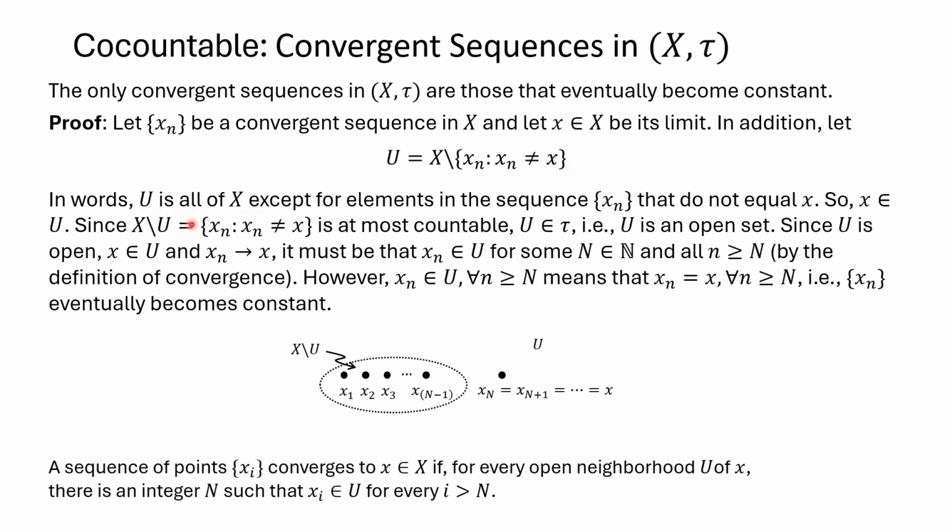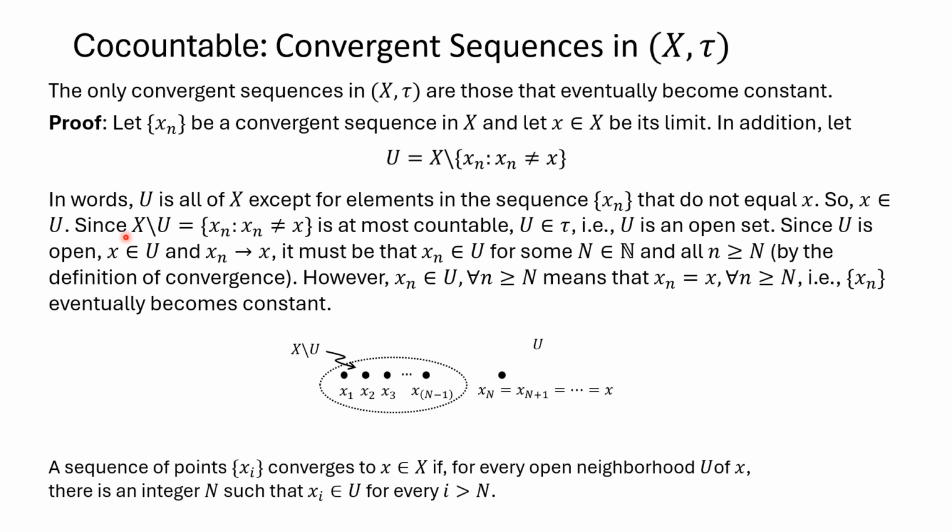In other words, and just writing it down, U is all of X except for elements in the sequence x sub n that do not equal x. That's just what I've illustrated down here. So x is an element of U. Is the complement of U, which equals the x sub n not equal to x, at most countable? That's clearly the case because all sequences are indexed by the positive integers, so they're countable. And if you take a subset, you're still just a countable set, or even a finite set.